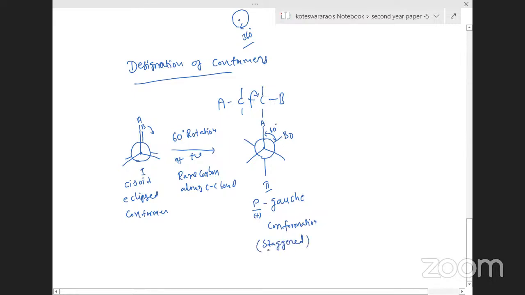Staggered conformation. Then you rotate another 60 degrees, so 60 plus 60, that is 120 degrees rotation from the initial configuration. I'm rotating again by 60 degrees. The total rotation is 120.